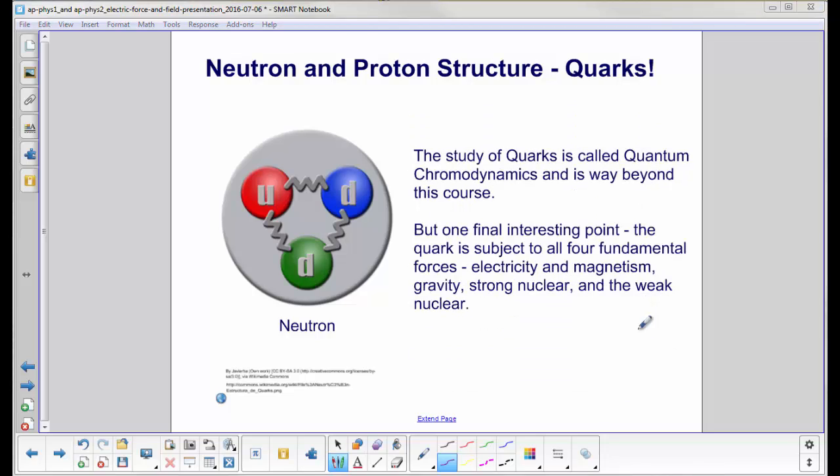The study of quarks is called quantum chromodynamics. And look, here's chromo, right? We're talking about colors and stuff, so that kind of fits. And it's way, way beyond this course.